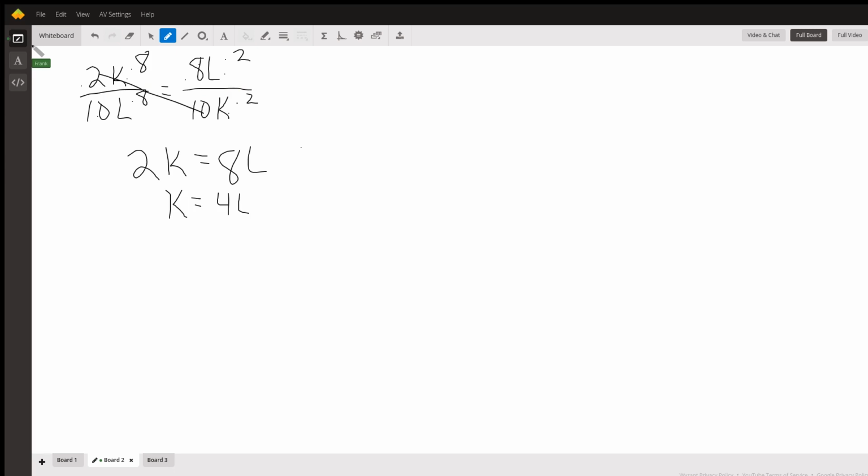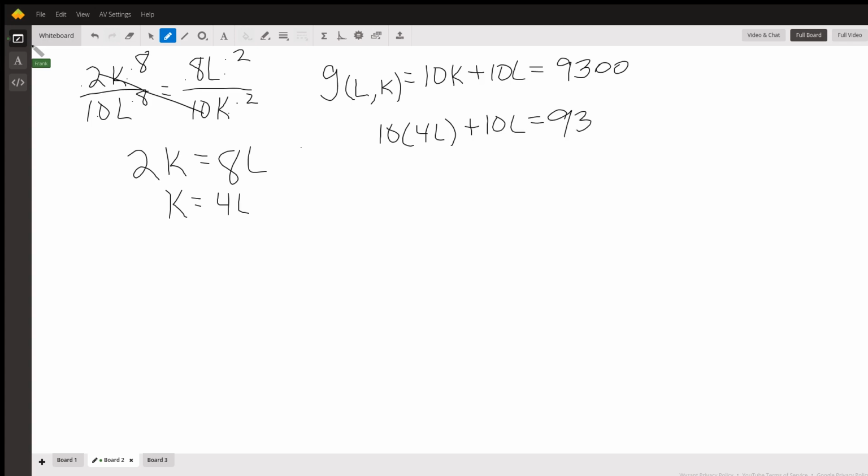K equals 4L. And now we will plug that into the constraint equation, which equals 10K plus 10L. It's supposed to be minus 9,300, but equals 9,300, because now I'm going to solve. So K equals 4L. 10 times 4L plus 10L. This is maybe where the 50 came from. Equals 9,300. 40L plus 10L equals 9,300. 50L equals 9,300.